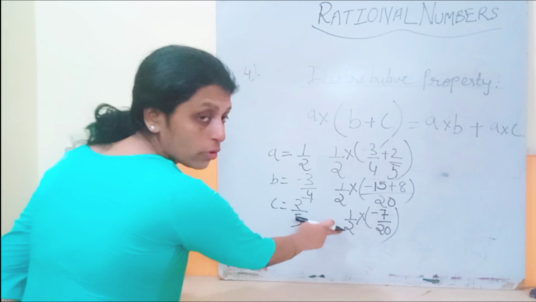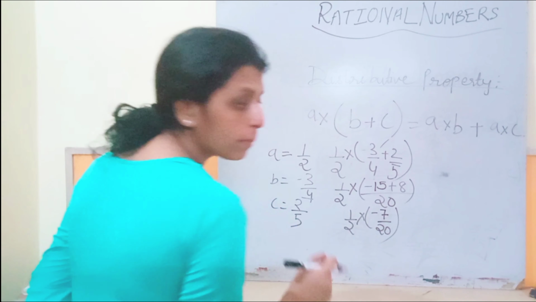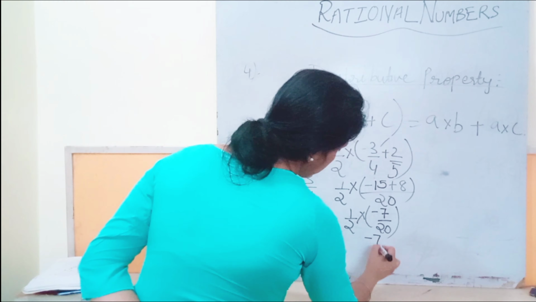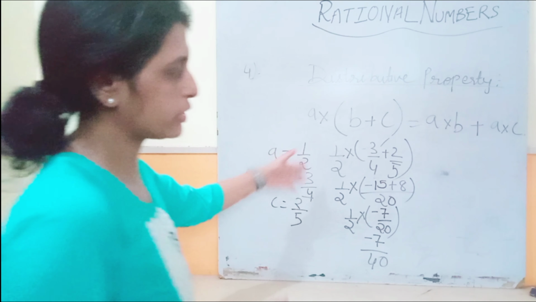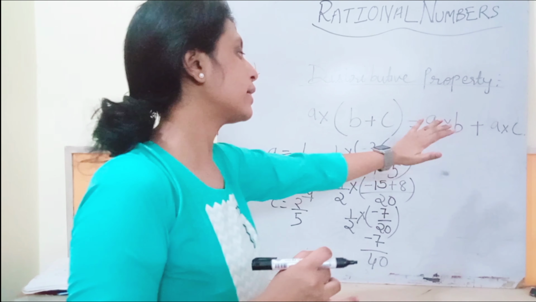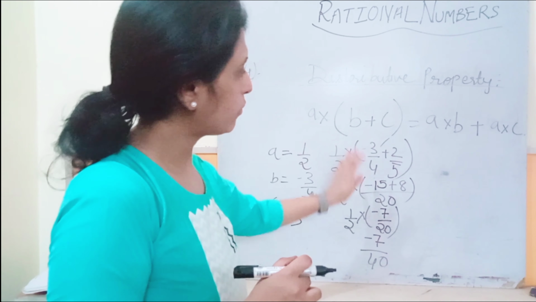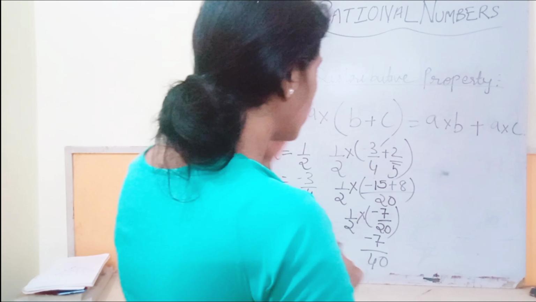Now you are going to multiply 1 by 2 with minus 7 by 20. So minus 7 and 2 2's are 40. Okay, so this is our left hand side. Now we are going to solve the right hand side and we have to see whether our left hand side and right hand side are equal or not.